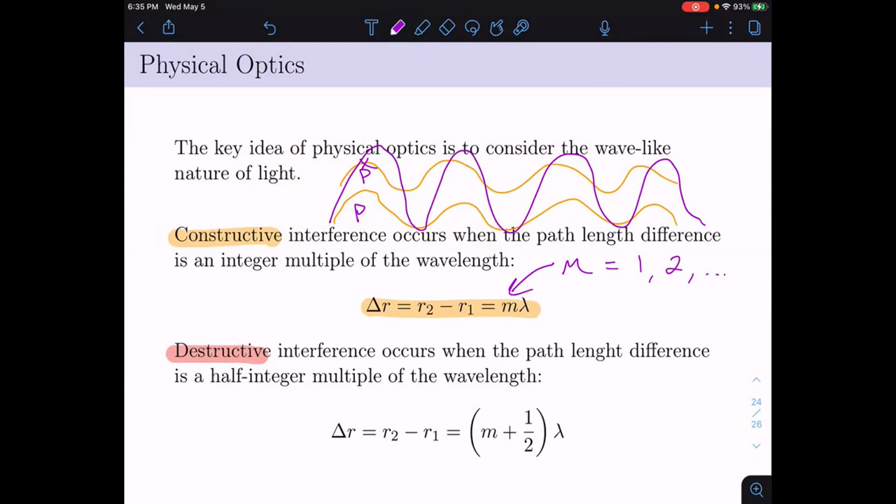It occurs when it is a half integer multiple of the wavelength, right? So where M is still, I guess you could think about it this way. M is still a whole number, but it gets added with this half term here, right? So you will always have a half integer on the right-hand side of the destructive equation. You can think about it whichever way you want, but M is a whole number for constructive, and then this quantity will be a half integer for destructive interference, right?